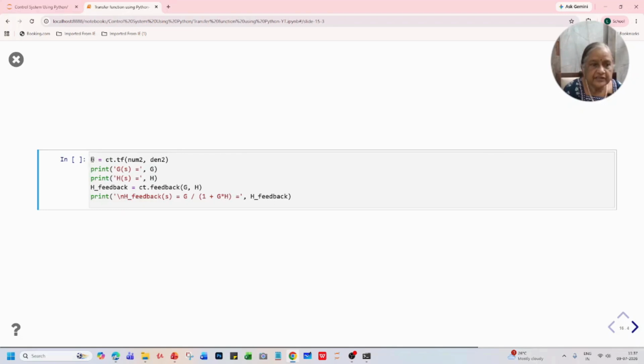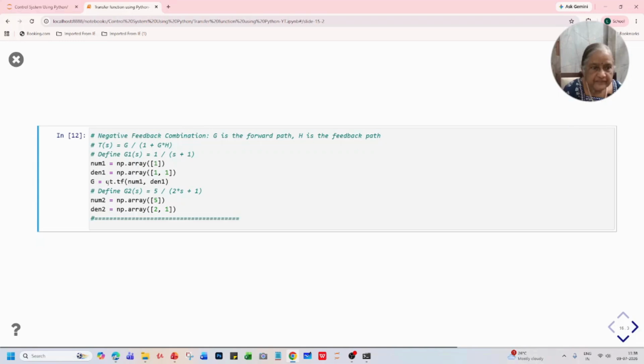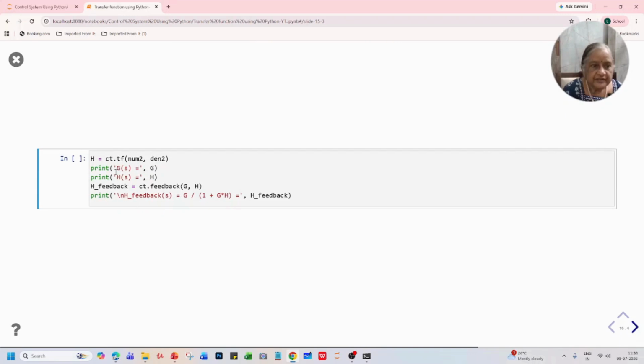And we shall give the h as a new transfer function with numerator 2 and denominator 2. So print g and h. Taking this h, sorry, it is not unity feedback, taking this h as the feedback transfer function and g as g, that is constructed here with numerator and denominator, that is 1 by s plus 1, and h constructed with the numerator 2 and denominator 2, that is our G2 earlier, which is now our H.